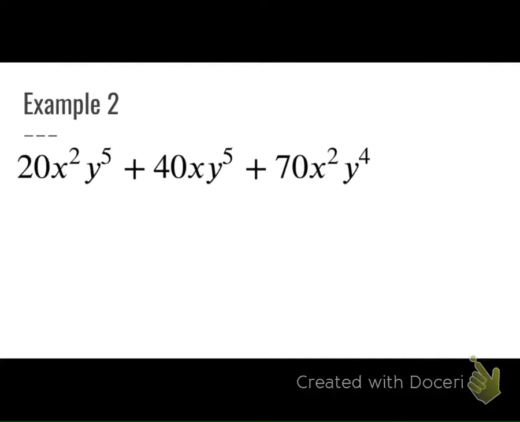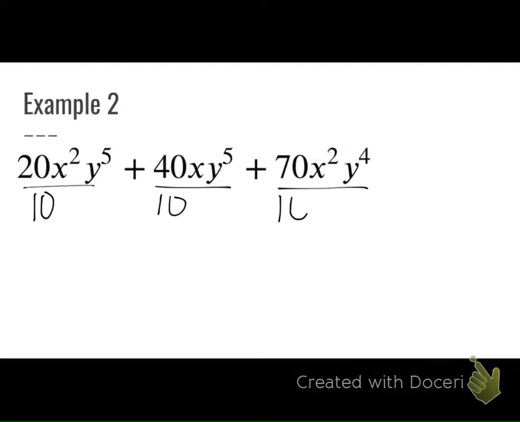All right, second example, we take it up a little bit. We have 3 terms this time. Hopefully you can see that all of these numbers, 20, 40, and 70, are divisible by 10. That's going to be their GCF for the number part of it. So then we would just need to look at the variable part.